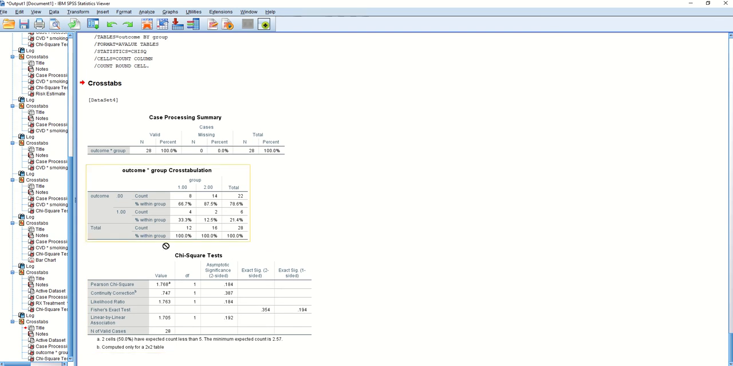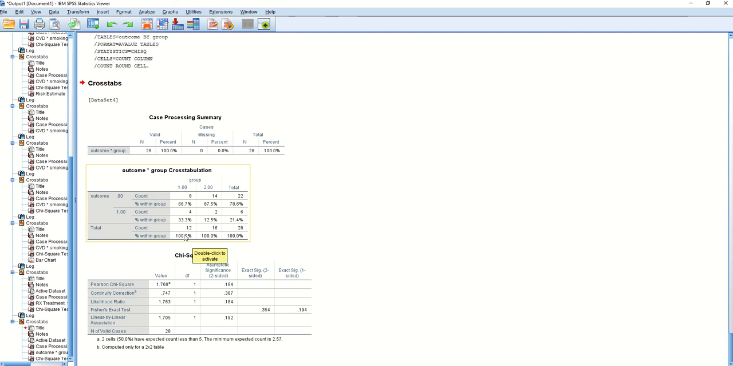Okay, so great. Look at the chi-square table and look at the footnote A here. It says two cells, 50%, have expected count less than 5. And this is because, as I said, I made it in such a way that I have very small numbers. So if you look at group 1, 4 out of the 12 have the outcome, and in group 2, 2 out of the 16 have the outcome. The difference between the two is 33.3% and 12.5%. You're trying to test if there is statistical significance between these two percentages.